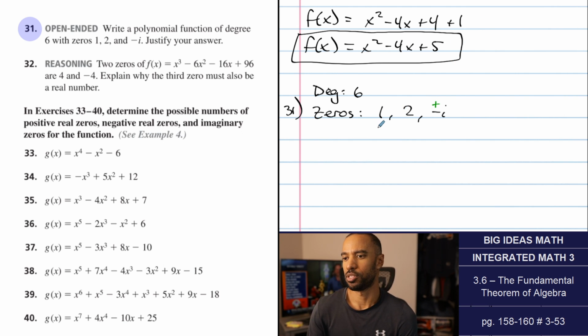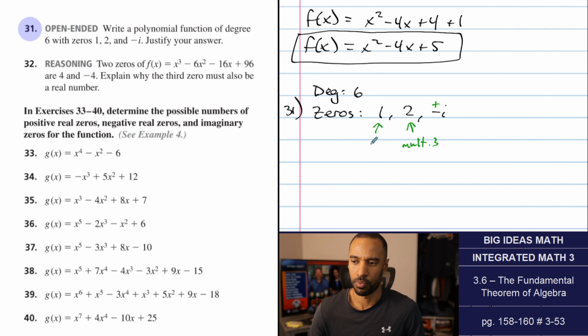Let's do a multiplicity of 3, we haven't seen multiplicity of 3 in a while. I'm going to go ahead and do it with the 2. I'm going to make this number bigger. Multiplicity of 3 and multiplicity of 1. Does that give you 6? That's 1, 2, 3, 4, 5, 6.